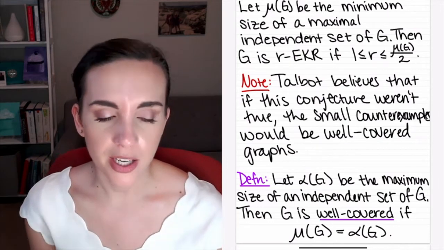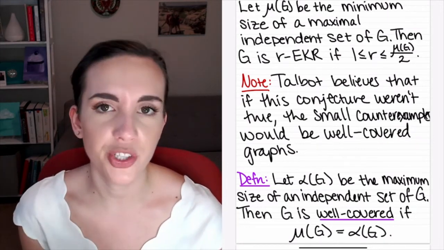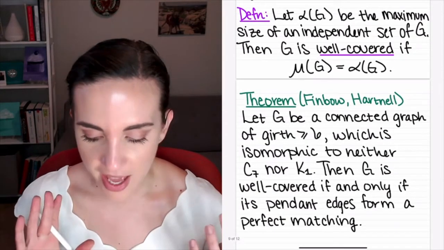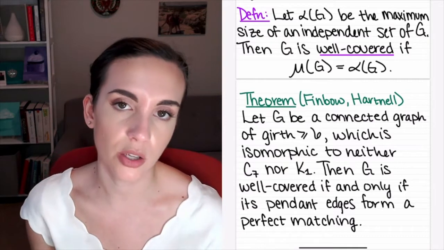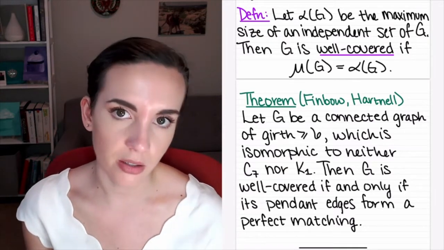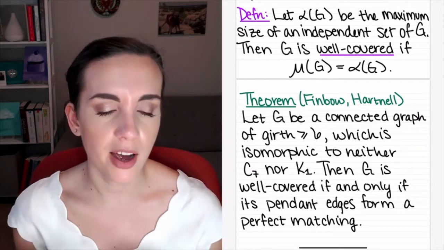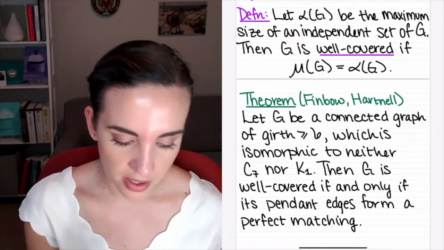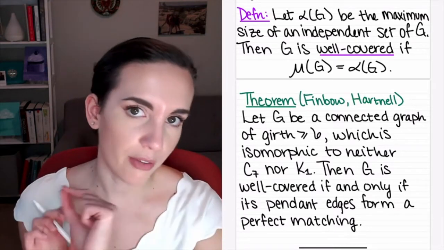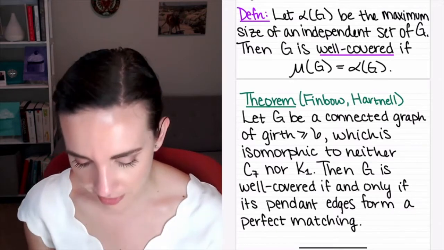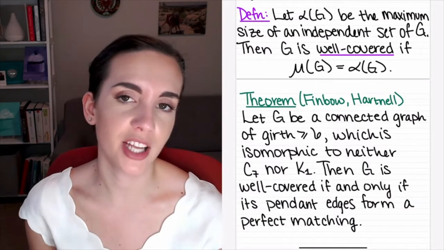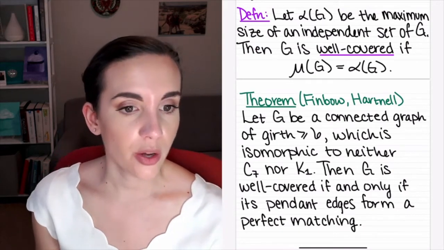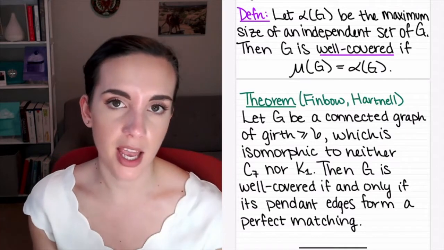And so Finbow and Hartnell proved that most well-covered graphs are actually pretty easy to understand. So this is their theorem. If you have a connected graph with girth at least 6, where girth is the minimum size of an induced cycle in the graph, and as long as we're not considering the cycle on 7 vertices or the graph with just one vertex, then the graph is well covered if and only if the pendant edges form a perfect matching. Pendant edges are edges that are connected to a vertex of degree 1. So if we considered all of those pendant edges, it would make a perfect matching.